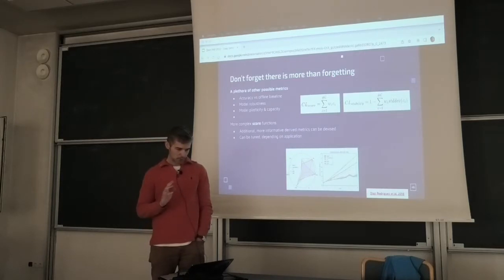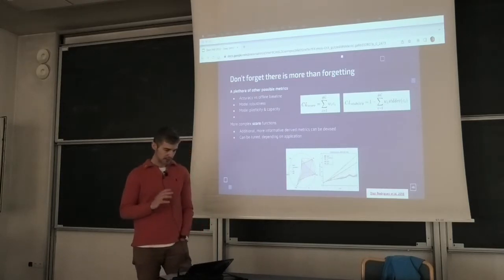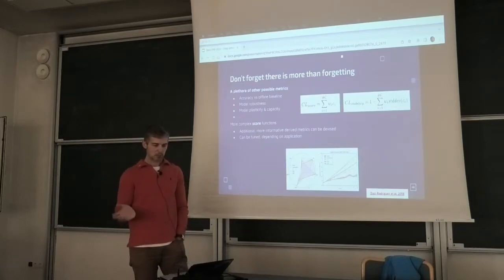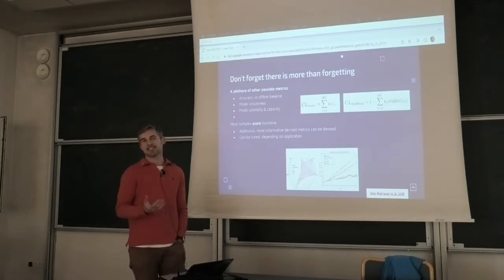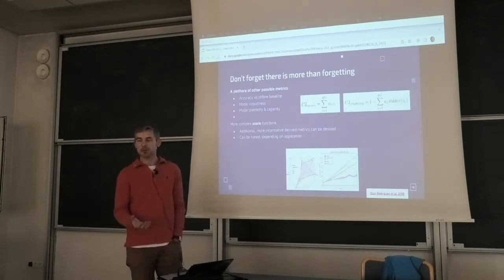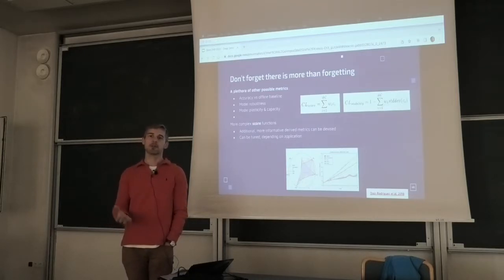Forgetting is one thing, but don't forget that there's also model robustness, plasticity, capacity, and there are multiple parameters or multiple axes that you can look at your model from. In practice, people use accuracy and something about the model cost or model computational cost. So these are the two main axes that you should look at.